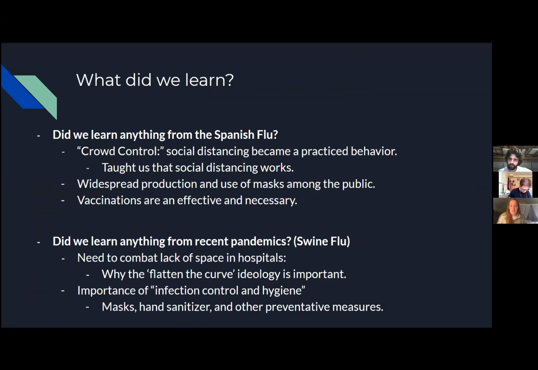So what did we learn from the Spanish flu and how can we apply this to the future? Well, the Spanish flu taught us that crowd control works, so practicing social distancing does help stop the spread. The Spanish flu also taught the public that masks do work and reinforced the ideas that vaccinations are also effective and necessary. Recent pandemics, for example, the swine flu, have reinforced these same ideas and taught us new lessons. For example, we've learned that we needed to combat the lack of space in hospitals, which is one of the reasons why the flatten the curve ideology is so important. Furthermore, other infections have taught us that we need to practice good hygiene, wear masks, use hand sanitizers, and take other preventative measures to help the population.